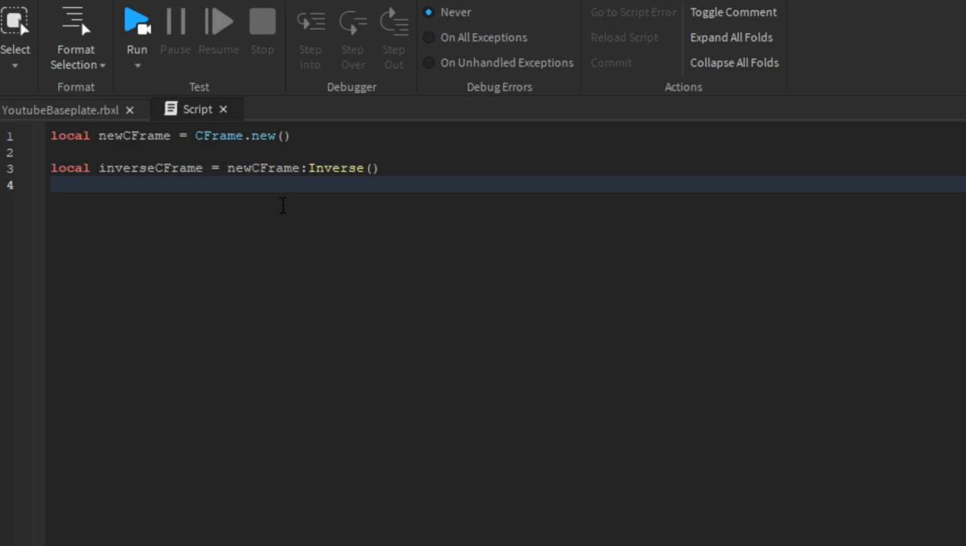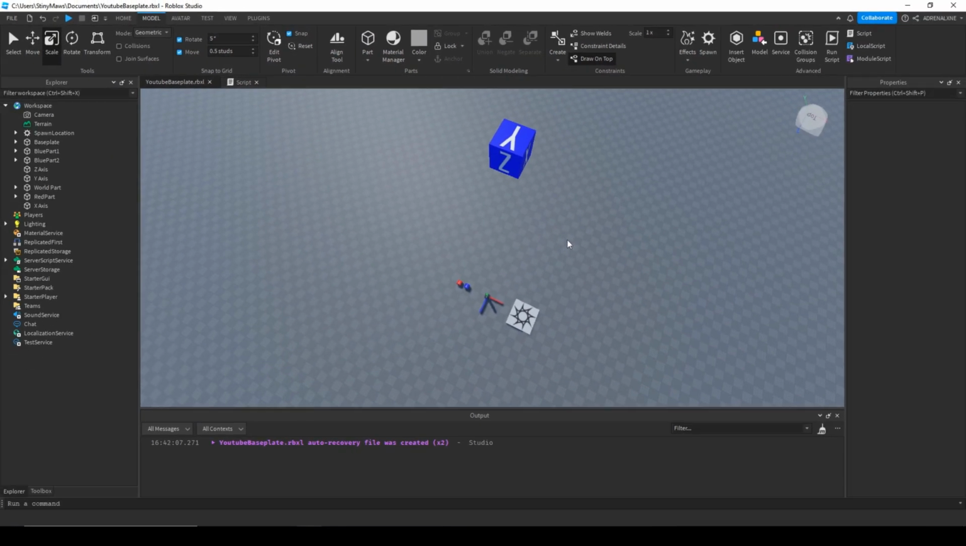Now these next few functions are going to relate to absolute and relative positioning, or more commonly known as world and object space. World space is positioning with respect to the world's axes, which is the absolute x direction, the absolute y direction, and the absolute z direction. Vector3 values are always with respect to the world's axes. If I want to set this part's position 100 studs above the origin, I would simply make a Vector3 with 100 in the y-axis and then set the part's position to that.